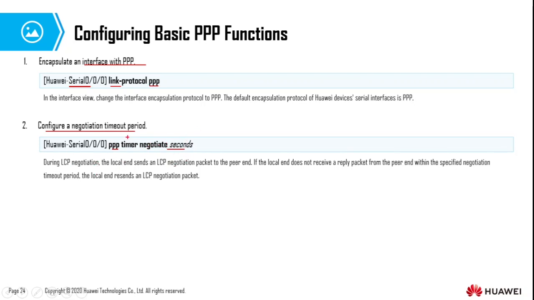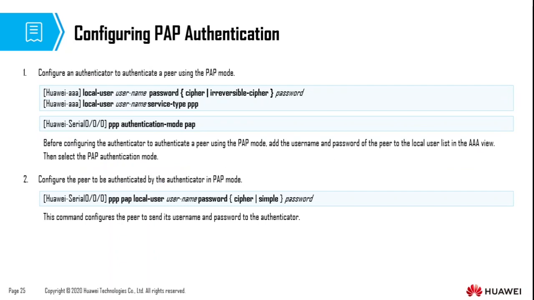Now, what is this used for? If the local end does not receive a reply packet from the peer end within the specified negotiation timeout period, the local end resends an LCP negotiation packet. So that is what this timer is used for. For how long do I wait? If I don't receive a reply, I resend the request again. Okay. Then you can either use PAP or CHAP authentication.